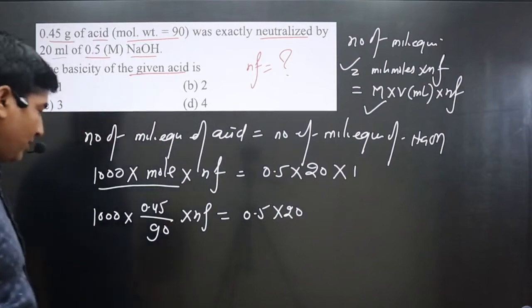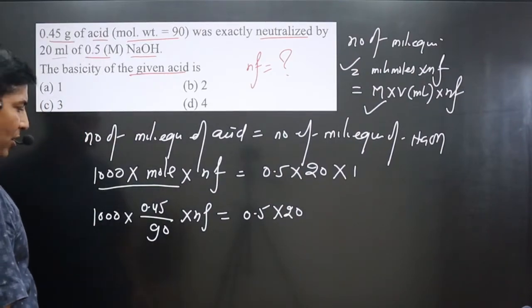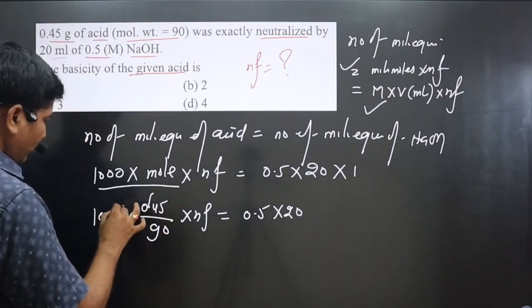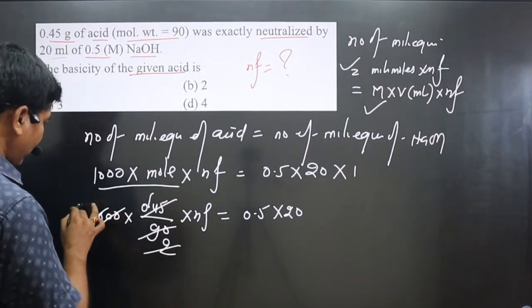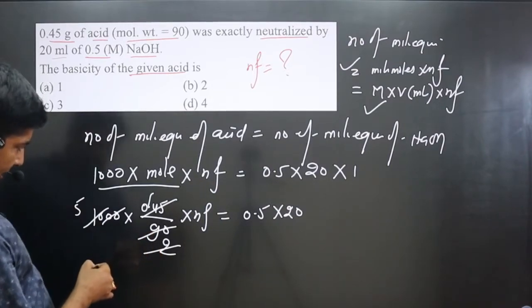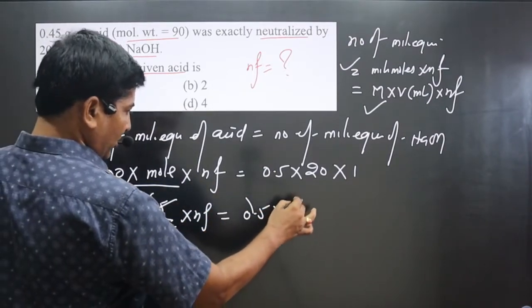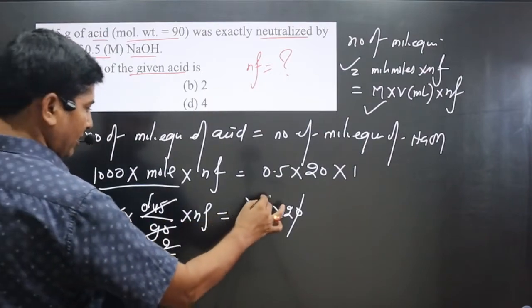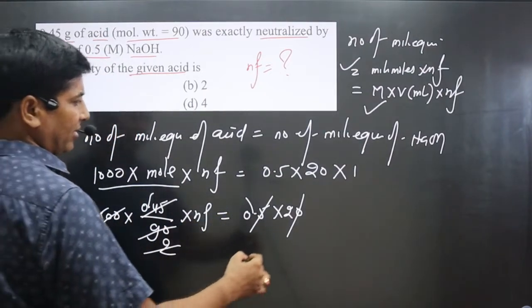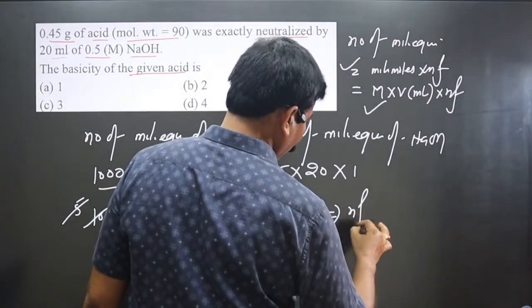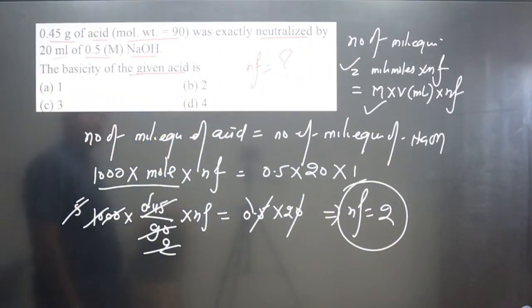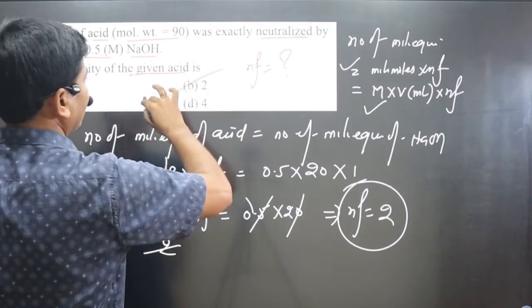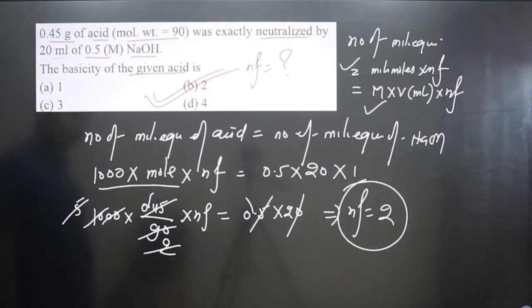Okay, simplify. Now in this case, if I remove this decimal, 20 will be eliminated. 45 twos are 90, 2 fives are 10, 5. And if you remove this decimal, this 0 will be eliminated, then 5 will cancel, and what is left? Exactly only 2. Then we got the n factor value, that is 2. Dibasic acid is there. Okay, dibasic. Basicity of the given acid is what? 2. Option B is correct. Okay, option B is correct.